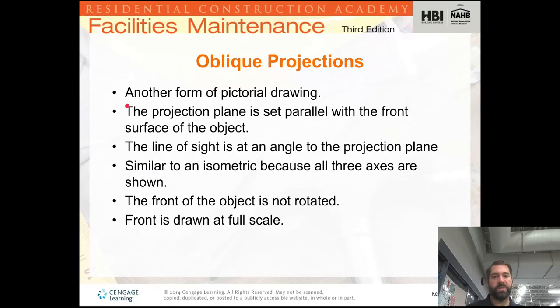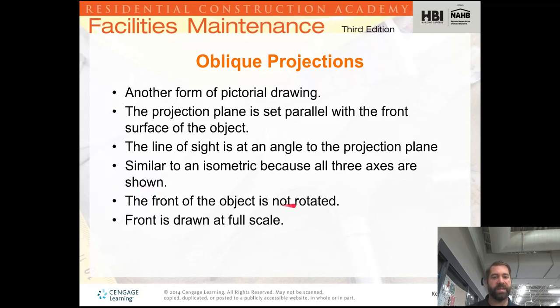Oblique projections. So this is a form of pictorial drawing. This is the one that I was talking about. The projection plane is set parallel with the front surface of the object. The line of sight is at an angle to the projection plane, so generally this is at 30 degrees. They're similar to an isometric because all 3 axes are shown.